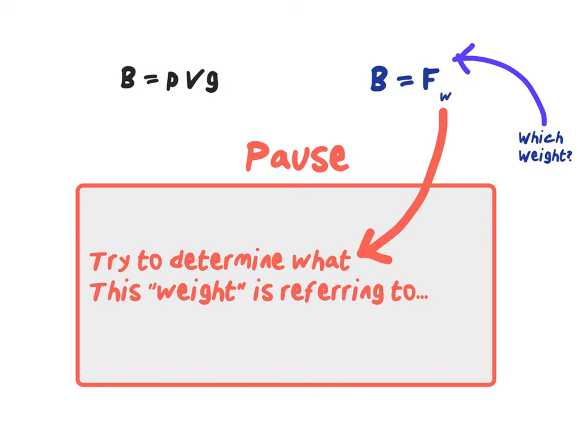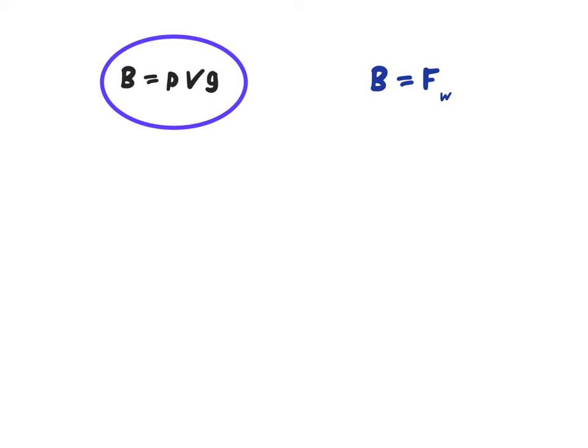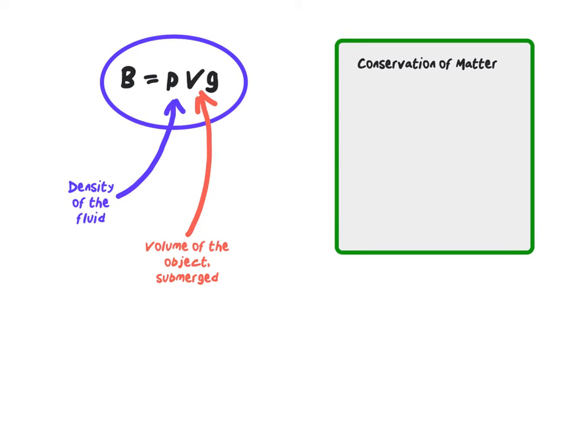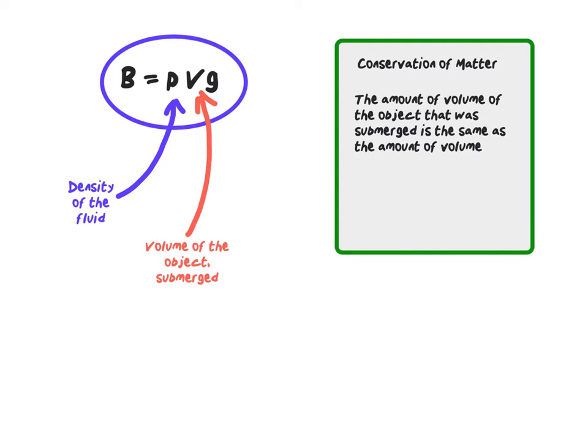So I'm going to go back to this equation again, and I'm going to say that this density is actually the density of the fluid, which I know to be true because I tested that between water and then changed it to honey, and yes, that value changed. V, if we recall from our graph, was the amount of volume of the object that was submerged. Now, if I think about this from a conservation of matter perspective, the volume of the object submerged is the same thing as the volume of fluid that the object displaces.